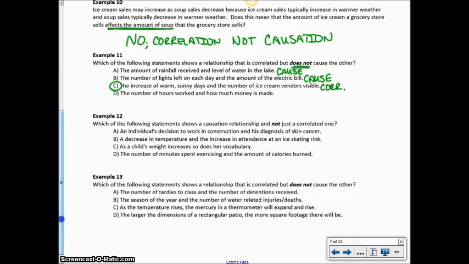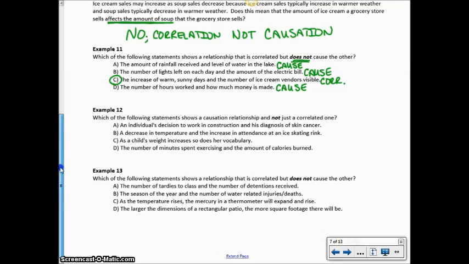I would go ahead and read D just to make sure that you're not misinterpreting one of them. So the number of hours worked and how much money is made. Yes, definitely that's a cause. If you work more hours, the more you get paid. All right, so example 12. Which of the following statements shows a causation relationship and not just a correlated one?